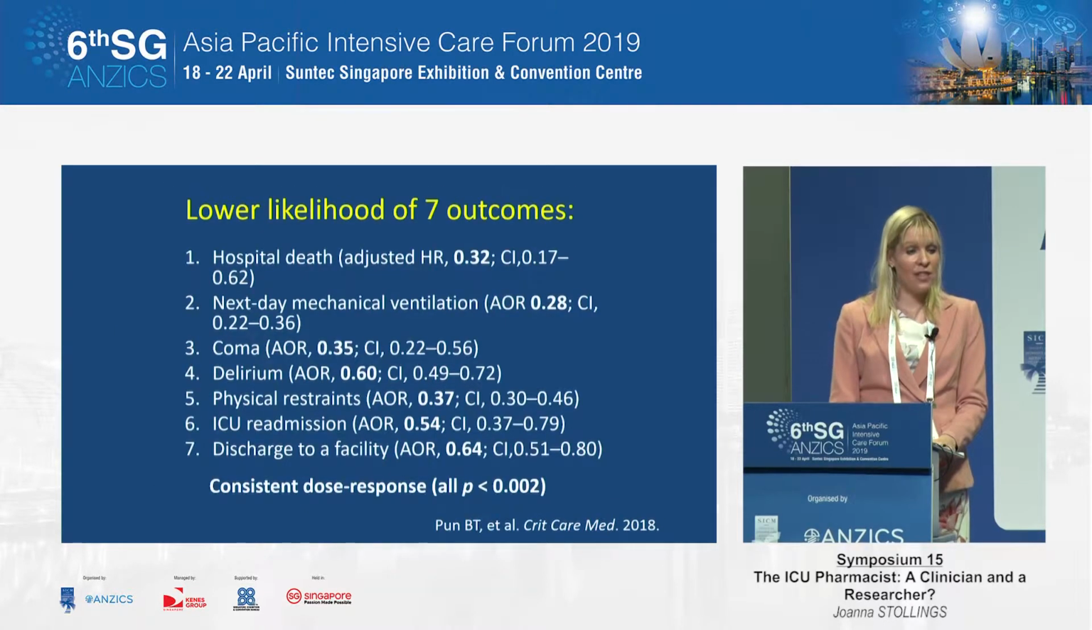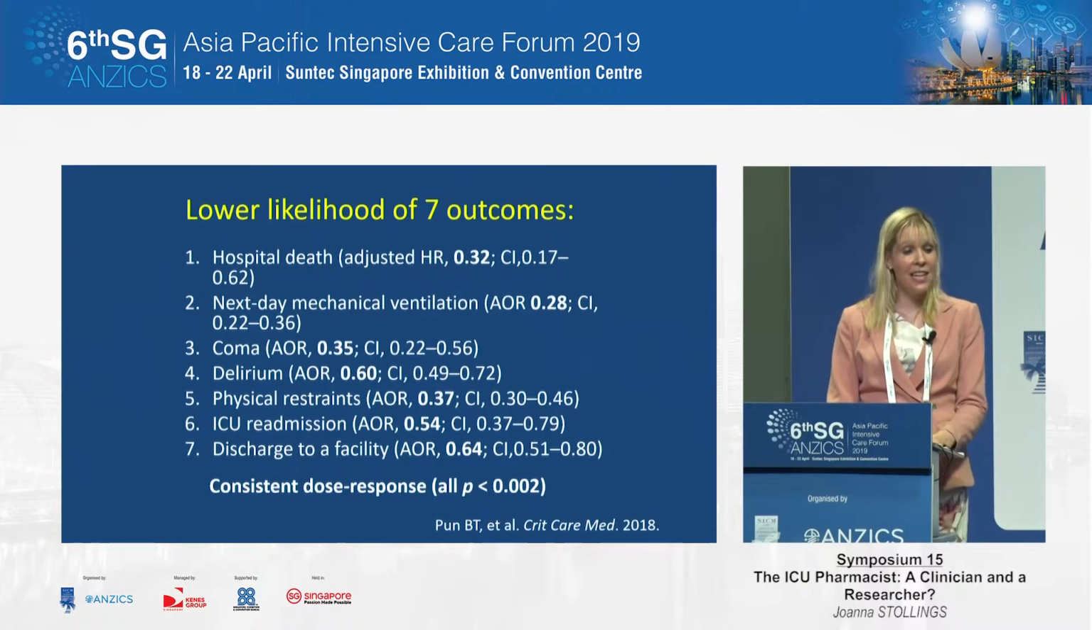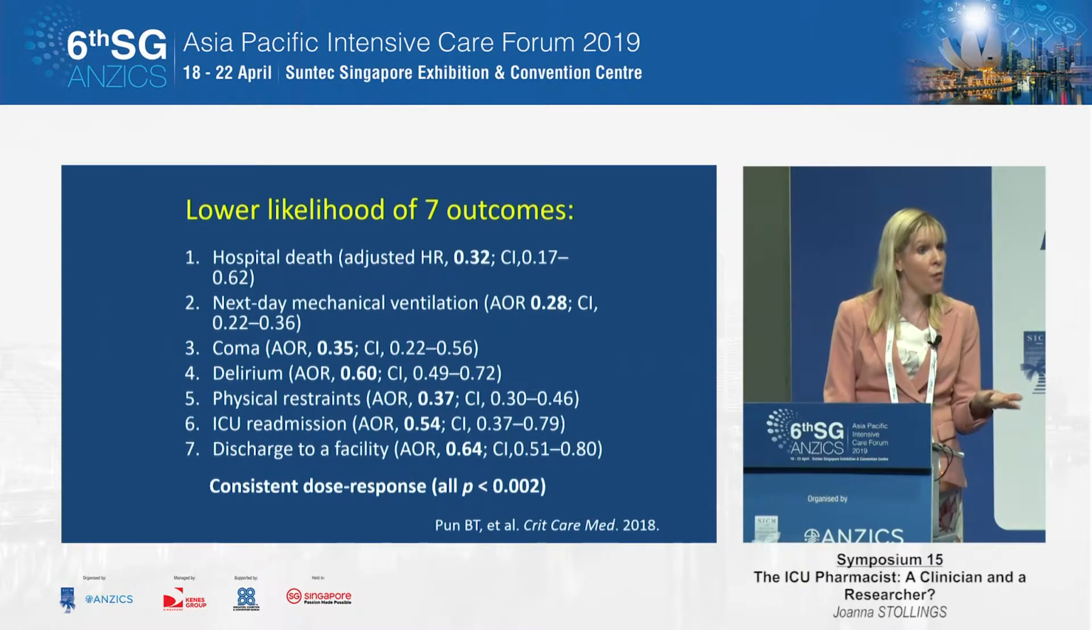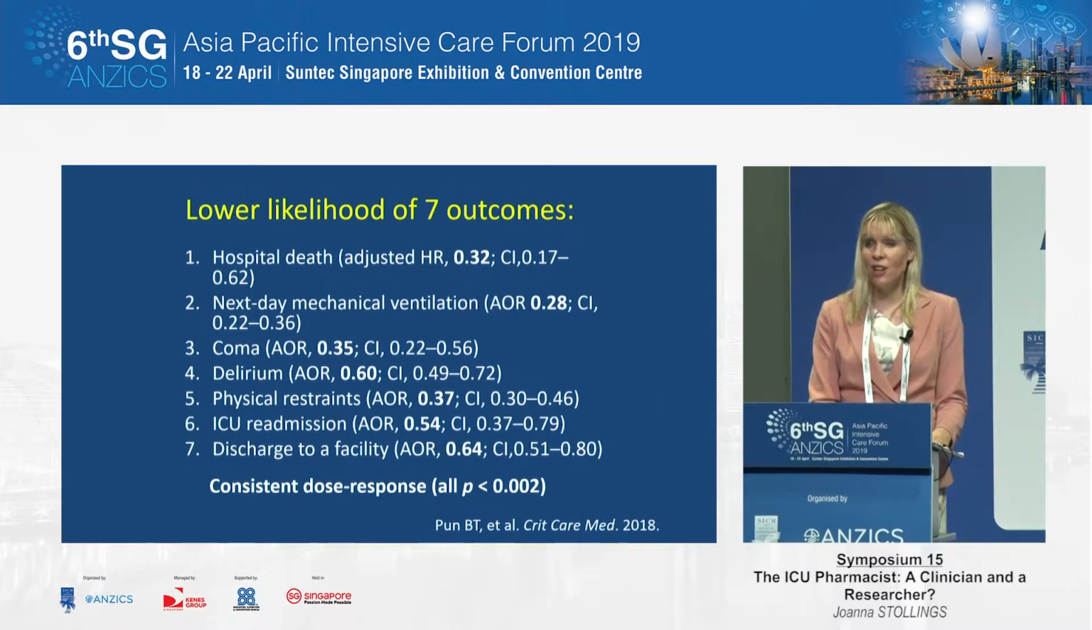And as you recall from this morning, implementation of this bundle resulted in decreased mortality, decreased incidence of next day ventilation, decreased incidence of coma, decreased incidence of delirium, decreased use of physical restraints, decreased ICU readmission, and also decreased discharge to a facility.